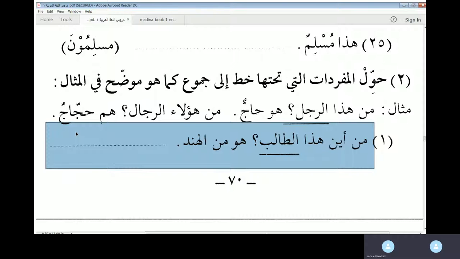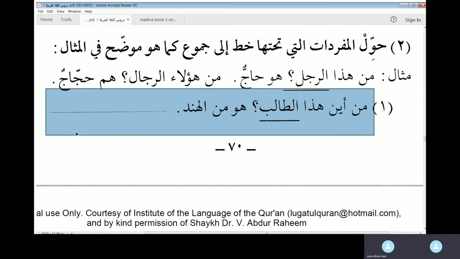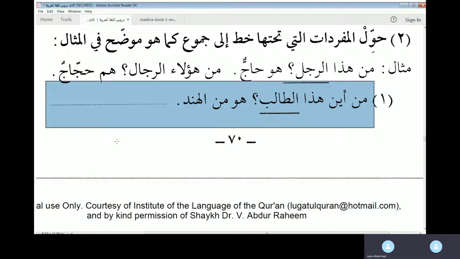Min aina hadha talib? Where is this student from? Huwa min al-Hind, he is from India. Min aina ha'ula'i at-tullab? Where are these students from? Hum min al-Hind, they are from India.